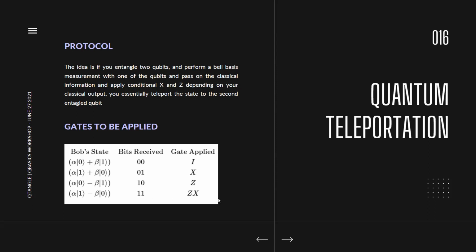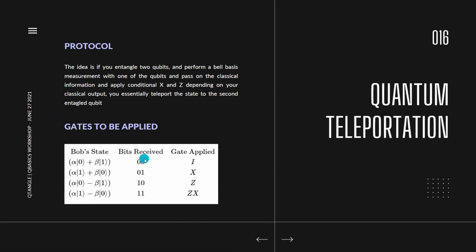So I'll send in resources in the Discord channel, but let's look at the implementation part here, shall we? The idea here is, if you remember, Telemon told Alice to do a Bell measurement and send bits to Bob, classical bits. So Telemon gives this table to Bob. He says, here are the bits received.